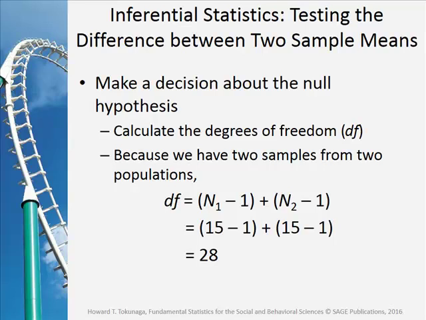Okay, so we have 30 observations total, but we're generating a sample mean from each group. So we're actually calculating two statistics. We need to take out 2 degrees of freedom, one from each group. So the way that this is done is the degrees of freedom equals the number in the first group minus 1 plus the number in the second group minus 1.